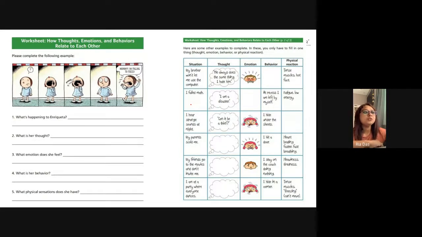Okay, so what's happening to this child? What is her thought? What might she be feeling? What can be the emotion which she is expressing? And what is her behavior? And what physical sensation does she have?